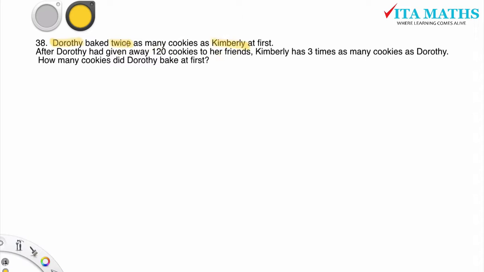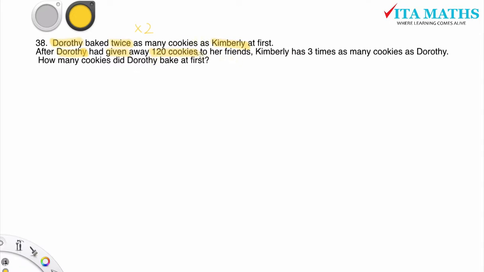So when you know that it's twice as many, what do you remember by that? Okay, straight away you know yourself, that is times 2. That's the meaning of twice as many. Okay, let's carry on. And after Dorothy gave away 120 cookies, when it's given away, most likely you have to use minus.